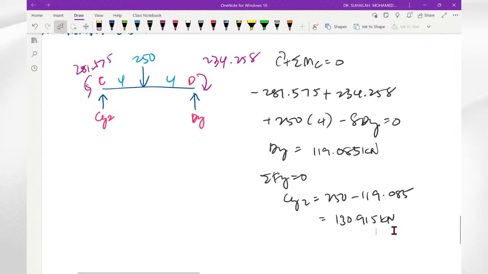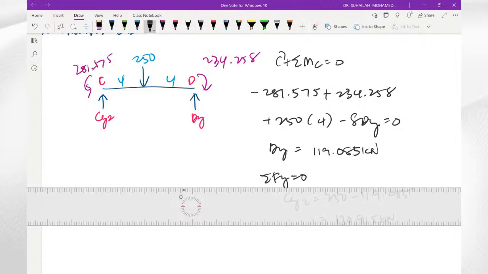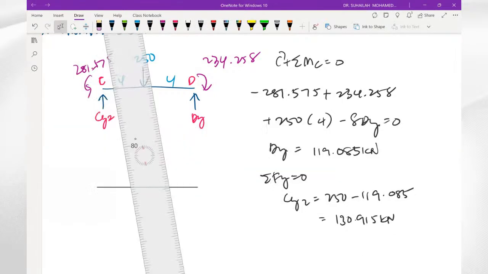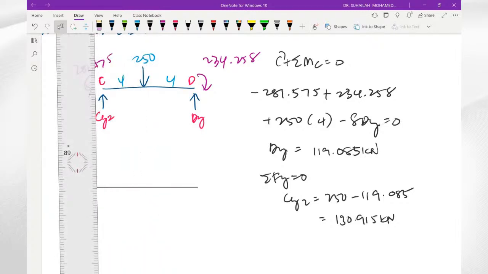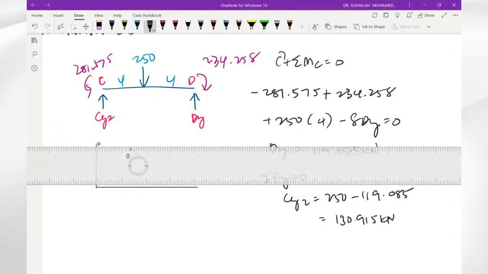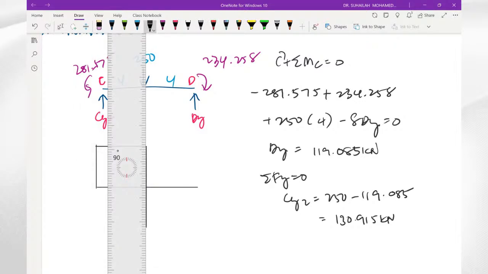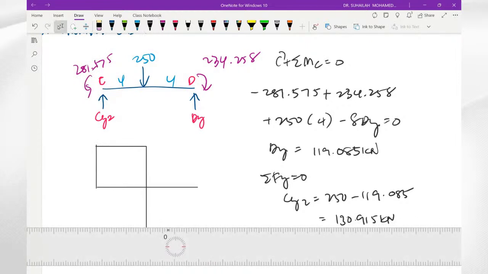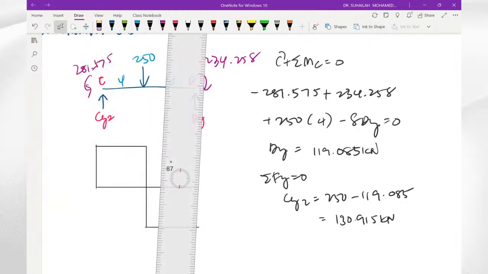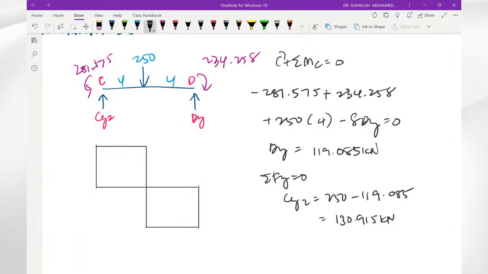Okay, so for the diagram, we get like this. And then go straight for the 4 meter length, and then we get this, and this. Okay, close the loop. So it is positive, and it is negative.